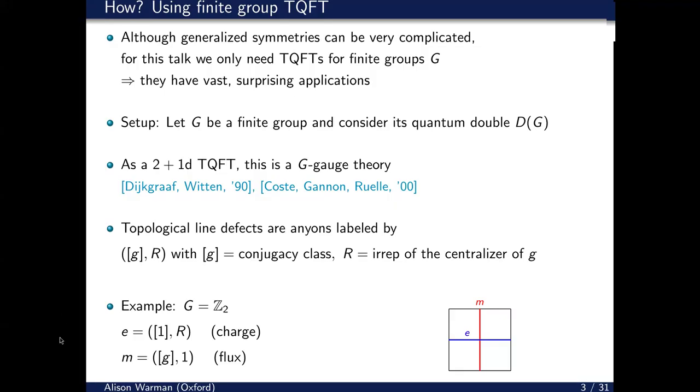The reason they're called electric and magnetic is that if we think of this as a G-gauge theory, then E, carrying the non-trivial representation, is like a Wilson line, whereas M is like a 't Hooft line, whose holonomy is indeed this group element g.